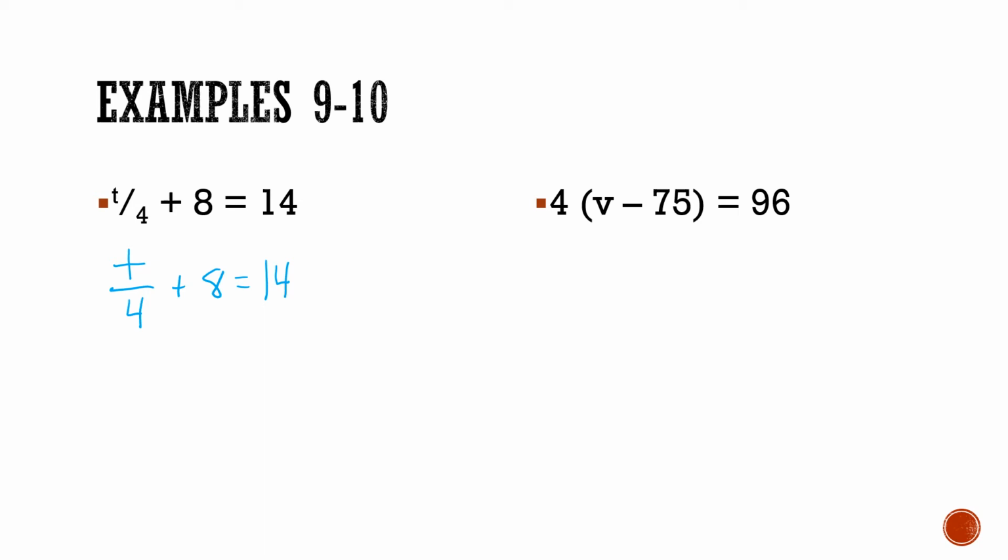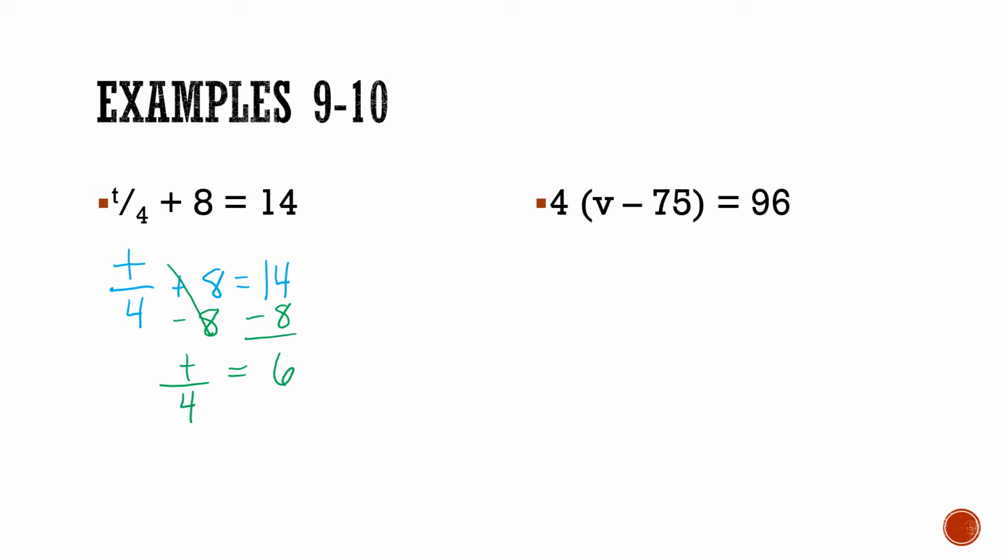Okay, go ahead and pause your video and try examples 9 and 10. Okay, so we're going to start with this plus 8. We're going to need to minus 8. And if we subtract 8 on that side of our equal sign, we've got to subtract 8 on this side. So 8 from 14 is 6 equals, and that is t over 4, or t divided by 4.